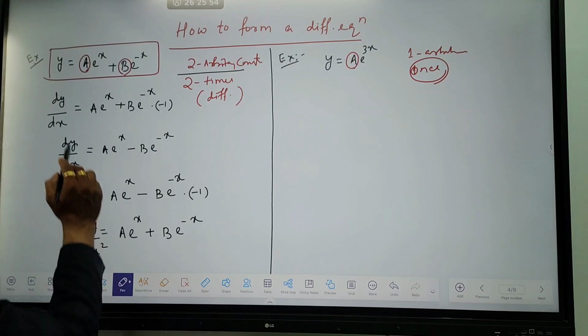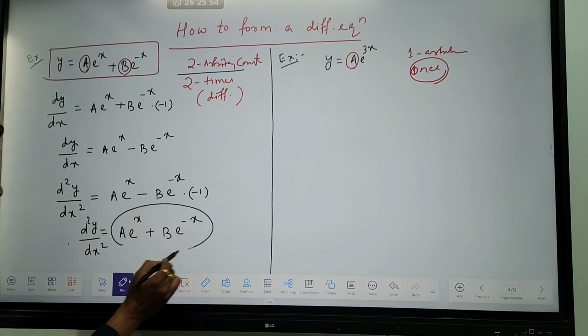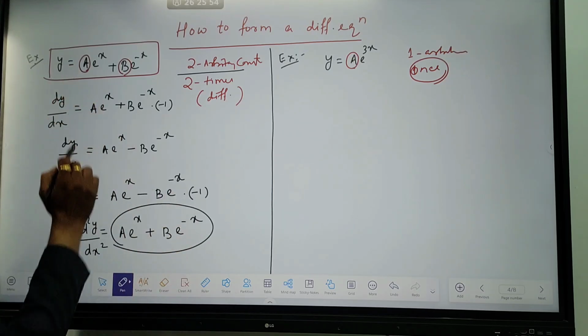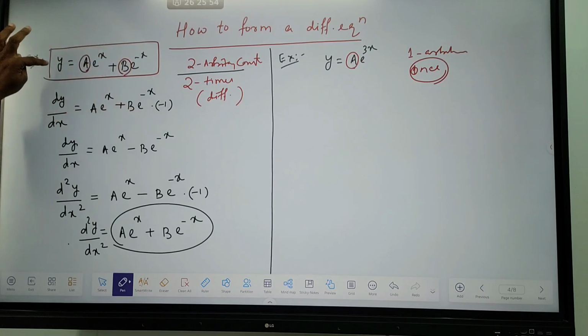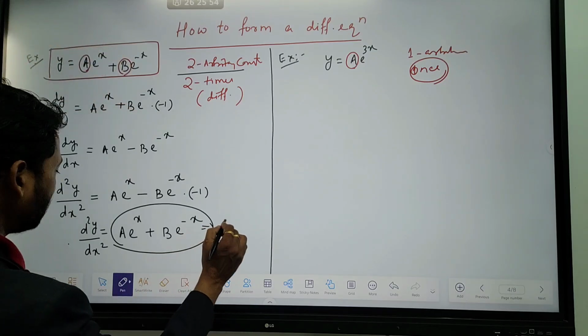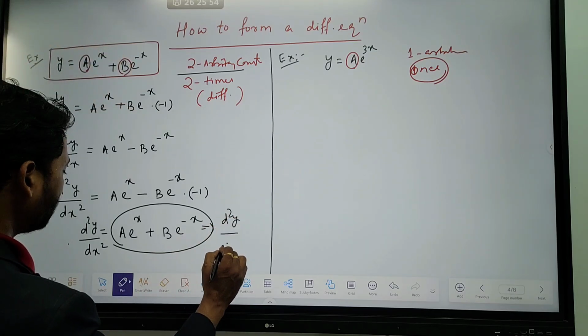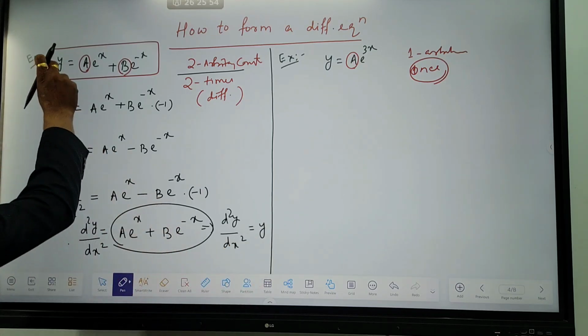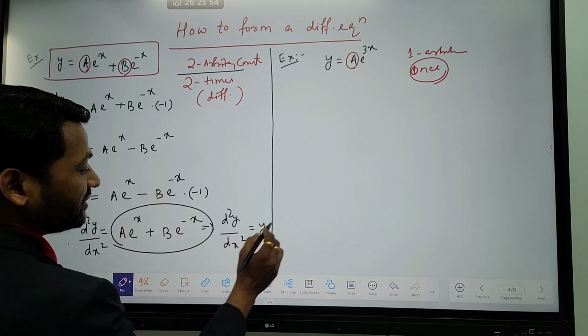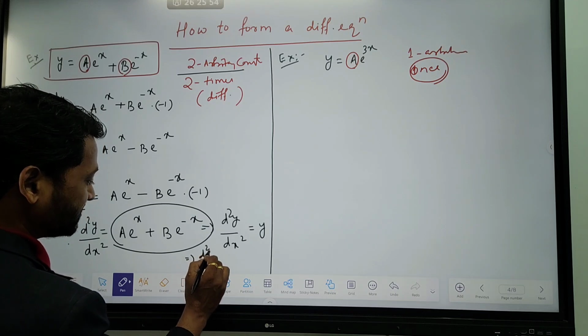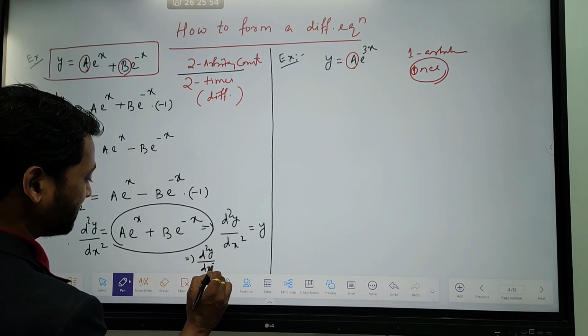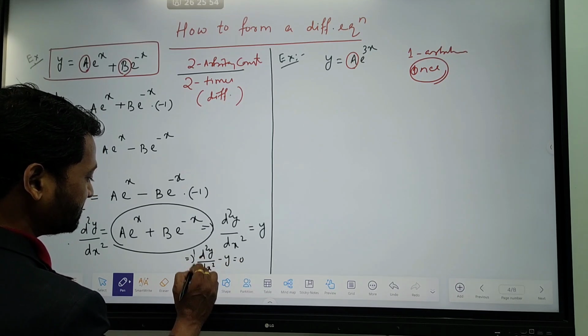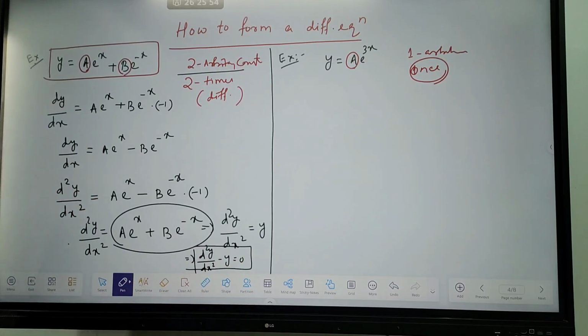Now you put in this value. Look, a e to the power x plus b e to the power minus x is already given as y. So I can write d square y by dx square is equal to y. Just put the value of y in this equation. So what is your final expression? d square y by dx square minus y will be 0. This is your differential equation.